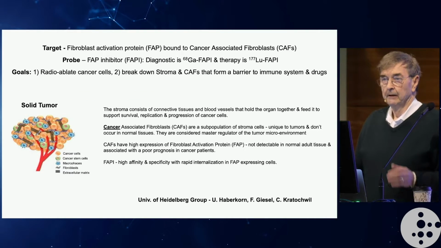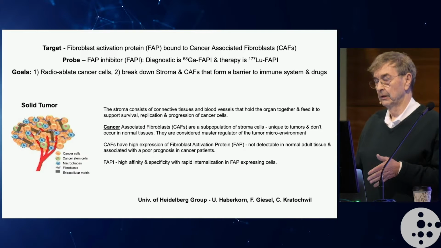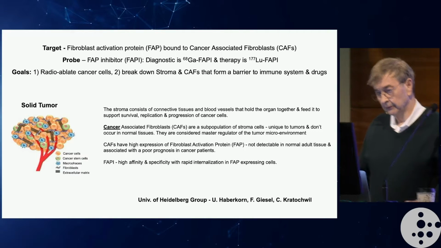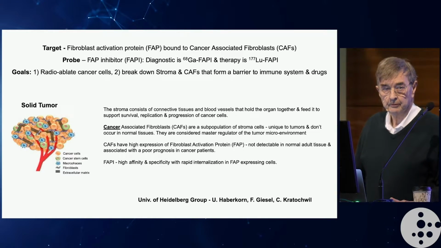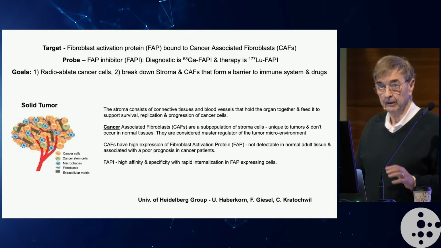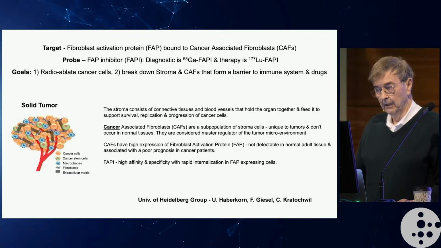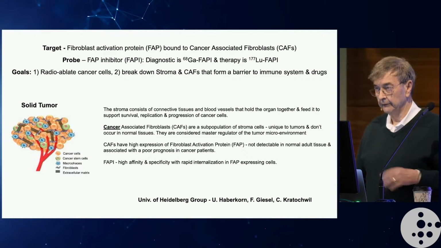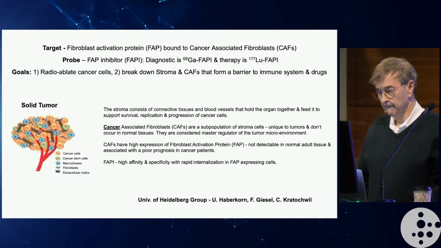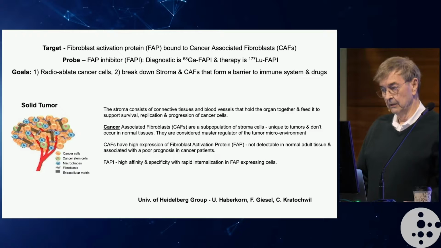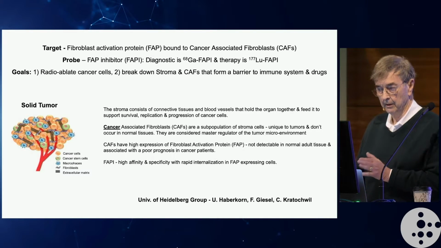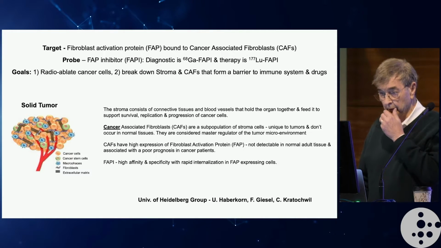So, again, we're going to change the target, change the probe. This time we're going to focus on fibroblast activation protein, FAP, that's bound to cancer-associated fibroblasts. And these CAFs are unique to cancer cells. They're not detectable in normal tissue throughout the body. Now, the latter part is important also in terms of side effects. And I'm about to focus on that issue a little bit more.